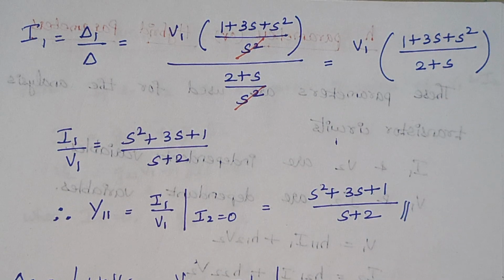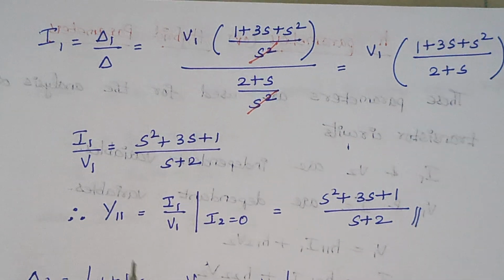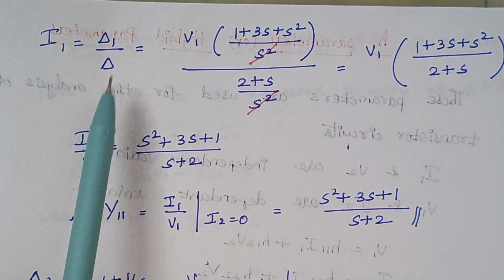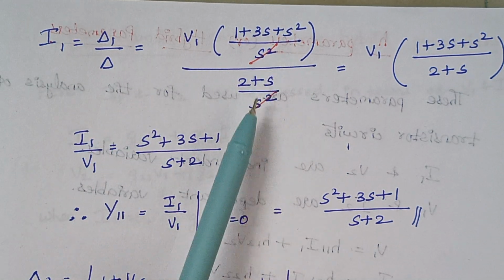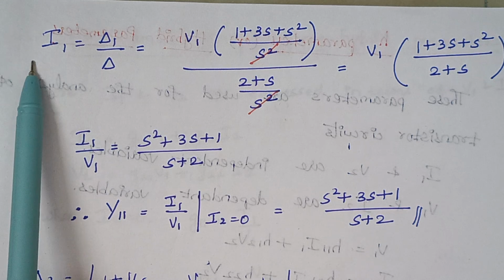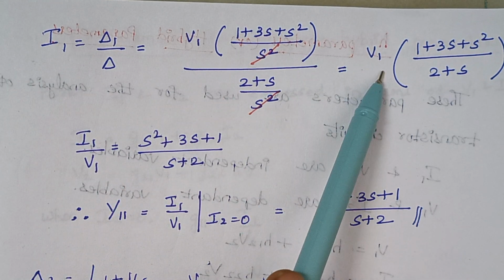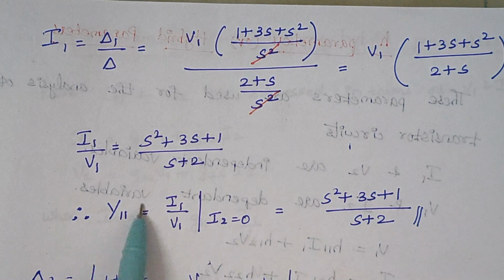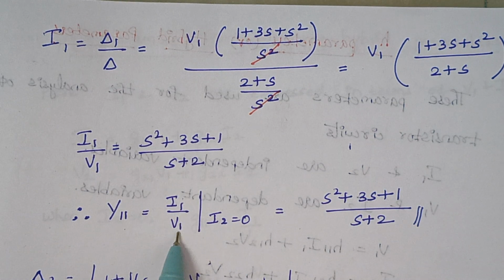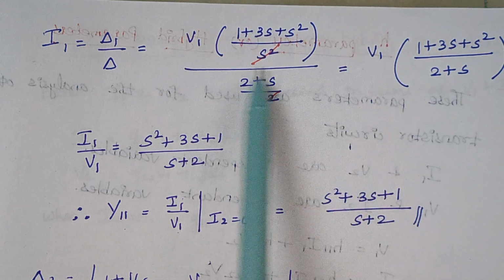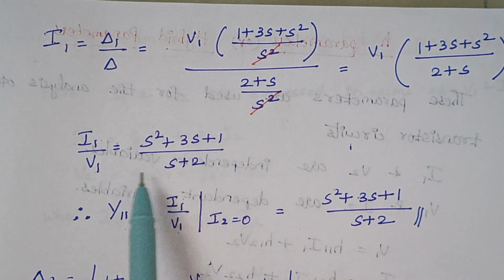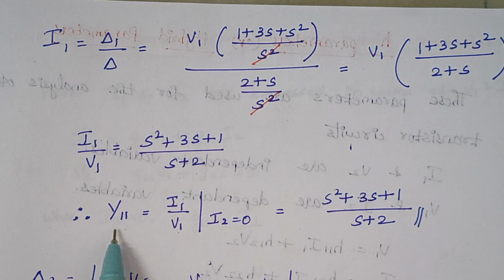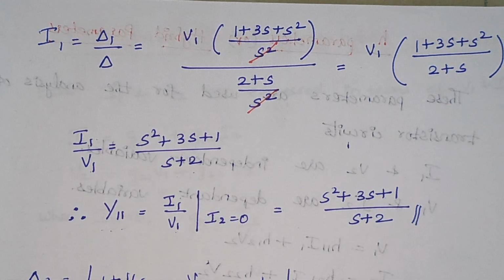Now here value of I1 is nothing but del 1 by del. So we know the value, so just substitute it. So here you see we are having I1 in the form of V1. But what we actually need is Y11. So Y11 is nothing but I1 by V1. So I am bringing this V1 to the left hand side. So I1 by V1 gives you this. So this is the value of Y11.